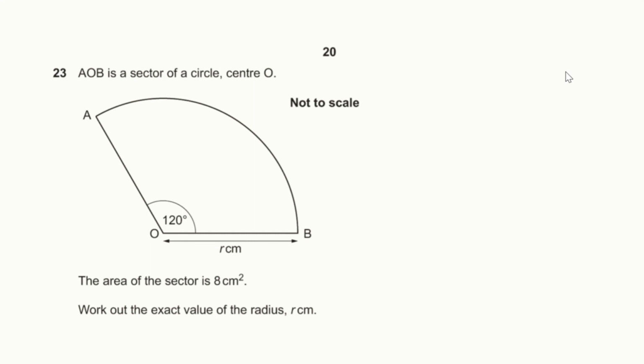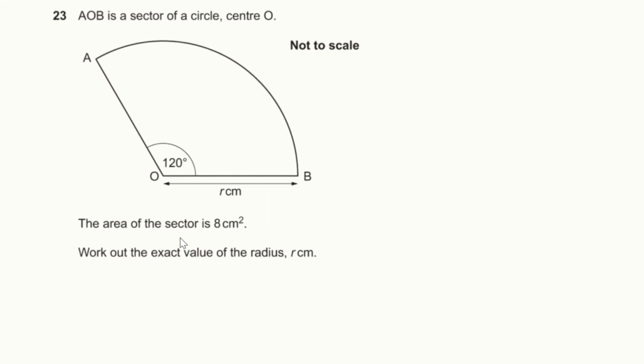Question number 23. AOB is a sector of a circle, centre O. The area of the sector is 8 centimeters squared and we have to work out the exact value of the radius, r centimeters. How would I work out the area of a sector? Well, the area of a sector is equal to theta divided by 360 multiplied by pi multiplied by radius squared.